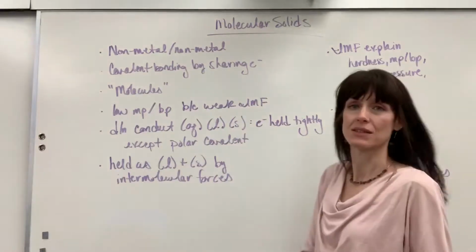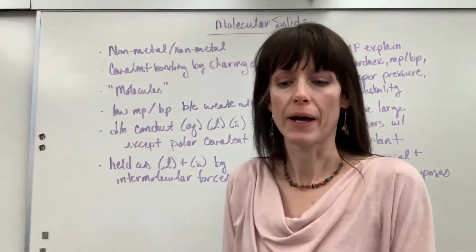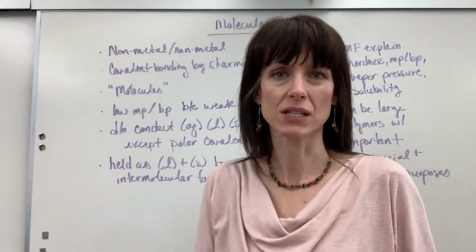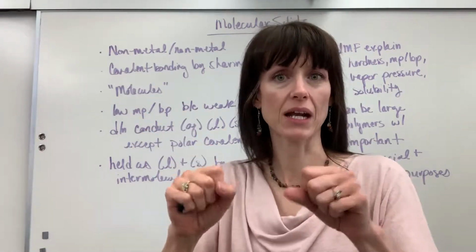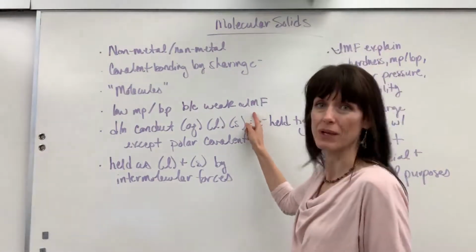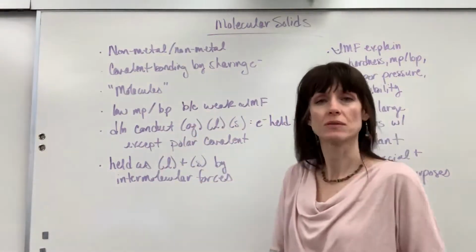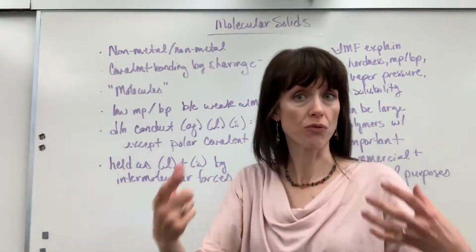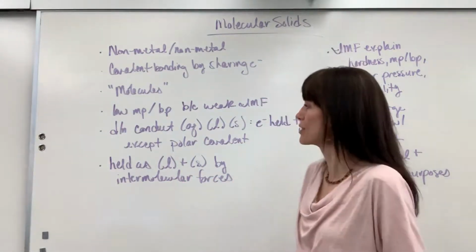Now these are considered weak in comparison to what you would see in an ionic solid, where it's the Coulombic attraction, that full positive, full negative, cation and anion. These are going to be weaker. That's why they have lower melting points and boiling points. It takes less energy to change phase because you're overcoming those intermolecular forces.